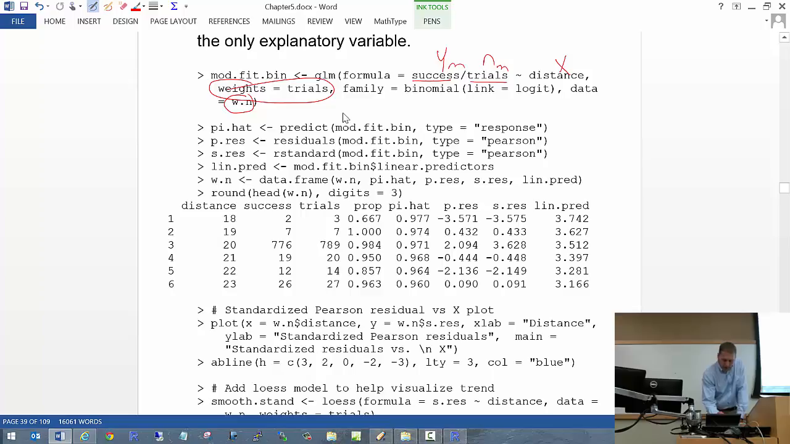Now, I can find all my pi hats like we've done before using the predict function. Next, I'm going to find my Pearson residuals and my standardized residuals. Also, I'm going to find my estimated linear predictors, in other words, beta hat 0 plus beta hat 1 times x, or distance. And then lastly, I'm going to put everything together into a data frame.